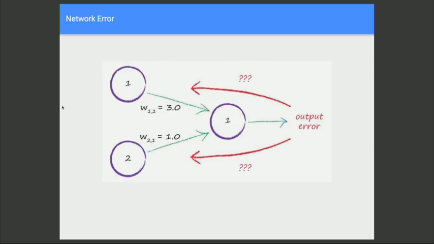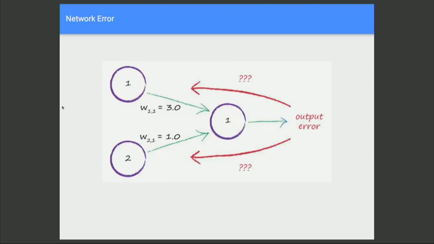What's the error? We know what the error is right at the end of the network. If the answer should be 5 and we get 3, the error is 2. But what's the error inside the network? Because we need to know the error in order to change the weights. So that's quite an interesting question. And actually, lots of the guides and the books gloss over that a little bit.